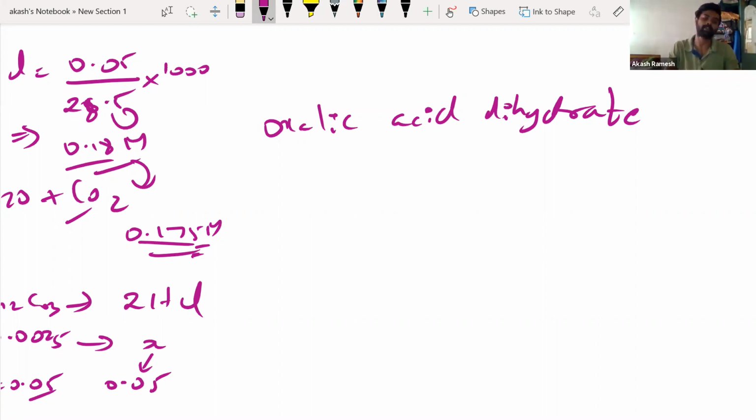Anybody know what the oxalic acid formula is? It's from a natural source, right? A natural source for oxalic acid is tomato. Tomato, okay, apple to some extent, right? So all these contain oxalic acid.